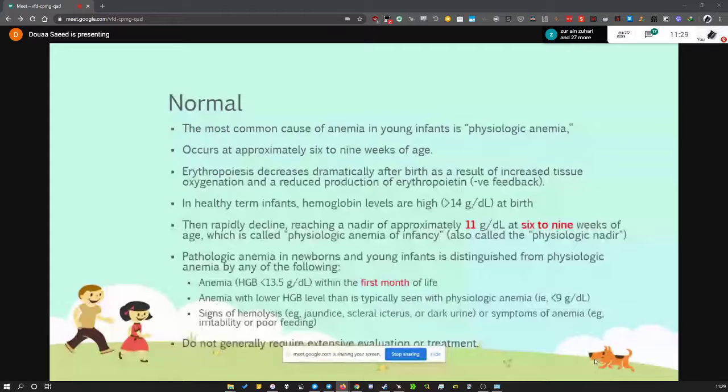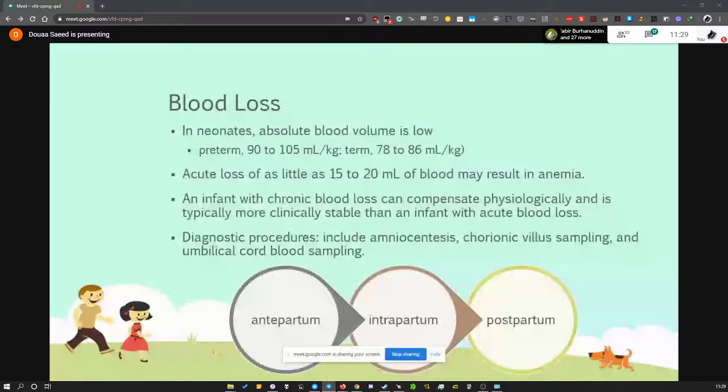So for hemorrhagic anemia, it's because of blood loss. In neonates, the absolute blood volume is low. In preterm babies, it's usually 90 to 105 milliliters per kg, and in term babies, it's usually 78 to 86 milliliters per kg. So in this case, any acute blood loss as little as 15 milliliters may result in anemia.